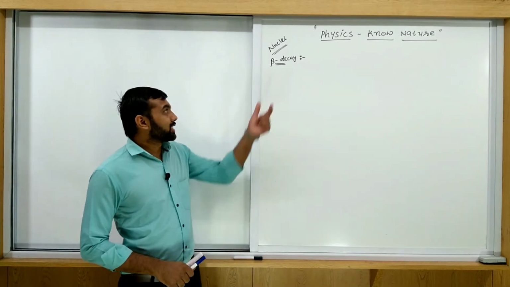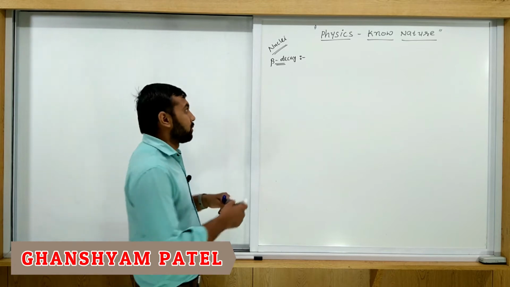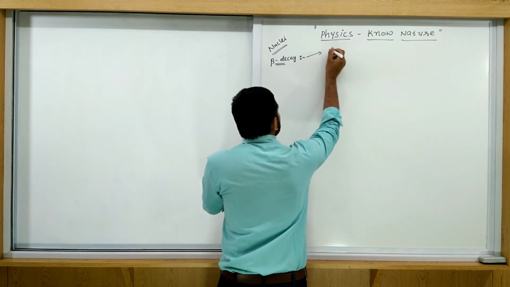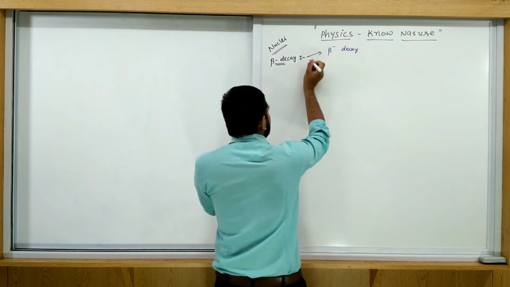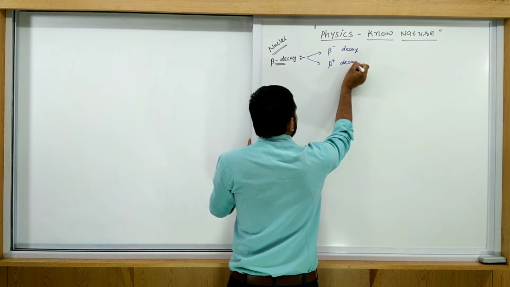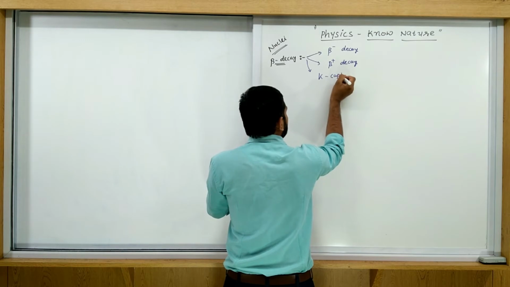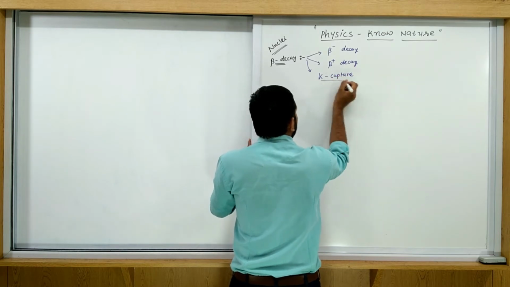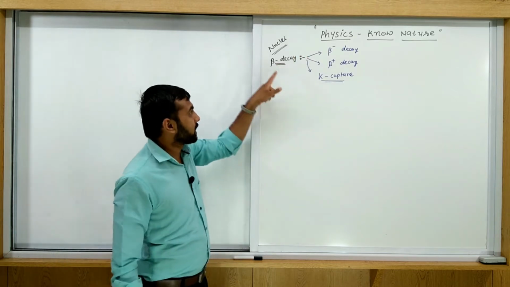Now we are going to discuss beta decay. There are three types of beta decay possible. First one is beta minus decay. Second one is beta plus decay, and third one is K capture. So these three types of beta decay are possible.